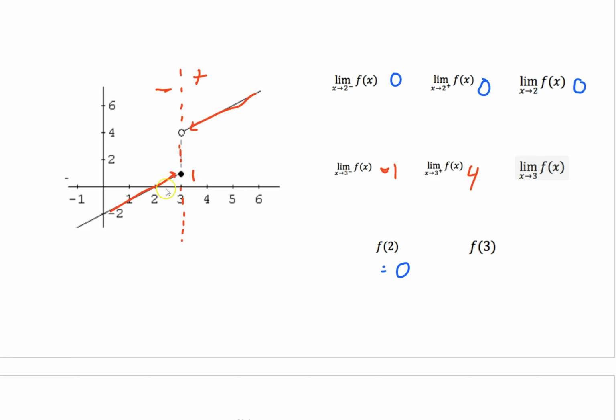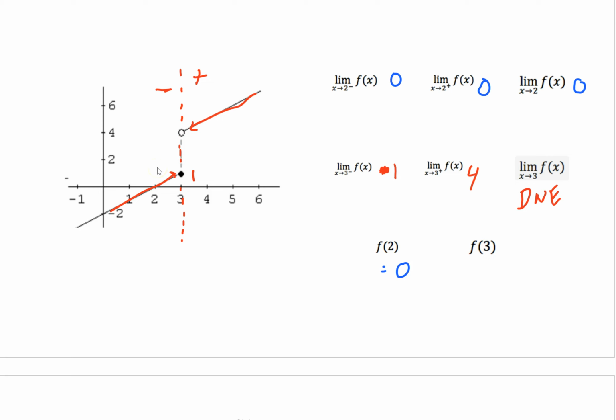They don't match at all. One's going to 1. Let me cross that out. One's going to 1, one's going to 4. They don't match at all. So when this happens, everybody's favorite: limit does not exist. Right? So there's no limit here.